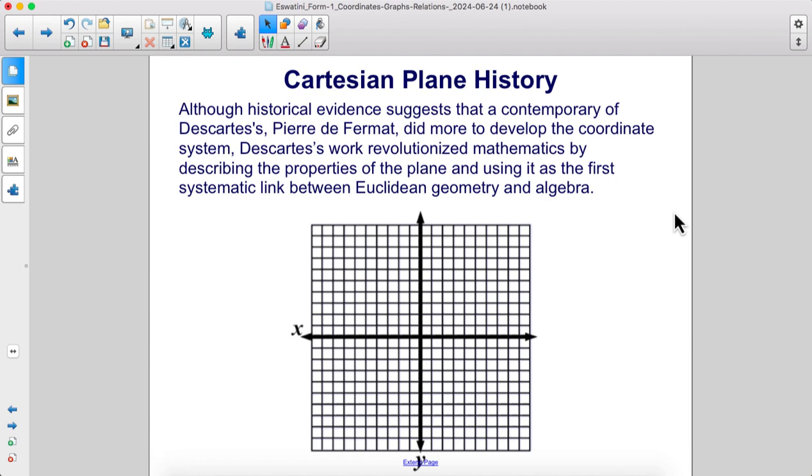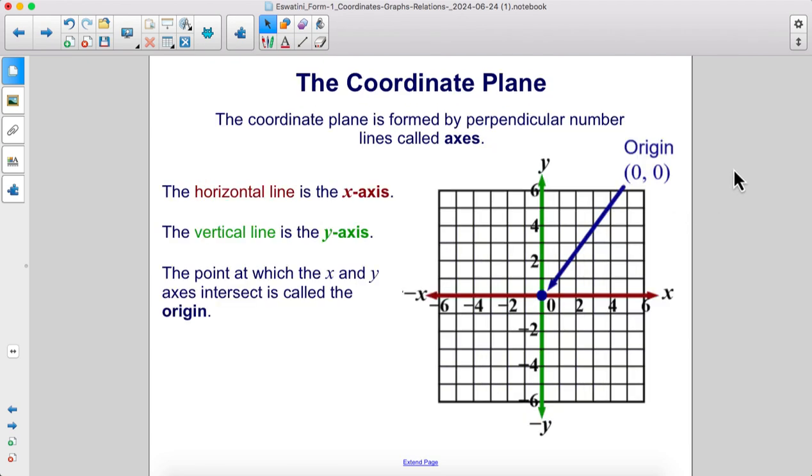Although historical evidence suggests that a contemporary of Descartes, Pierre de Fermat, did more to develop the coordinate system, Descartes' work revolutionized mathematics by describing the properties of the plane and using it as the first systematic link between Euclidean geometry and algebra. The coordinate plane is formed by perpendicular number lines called axes.